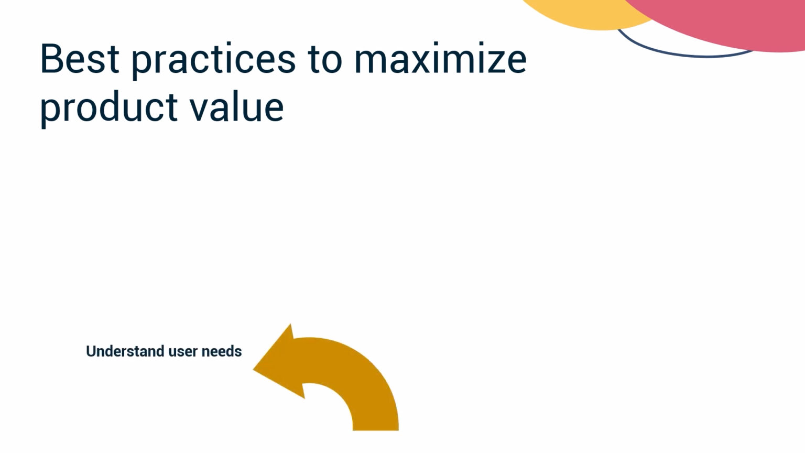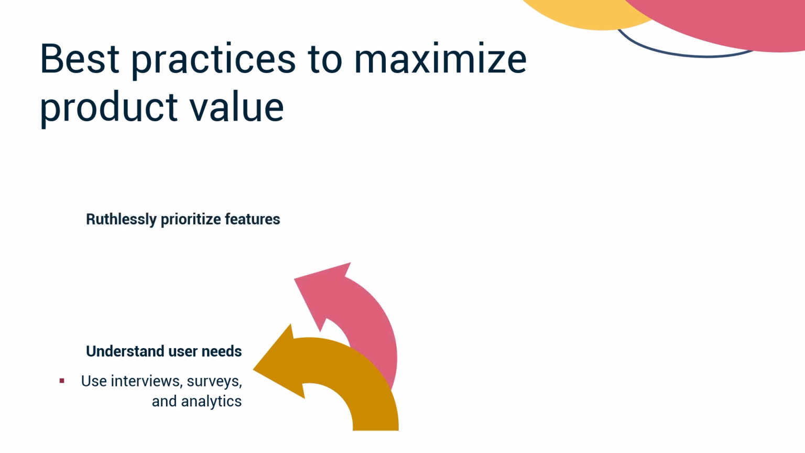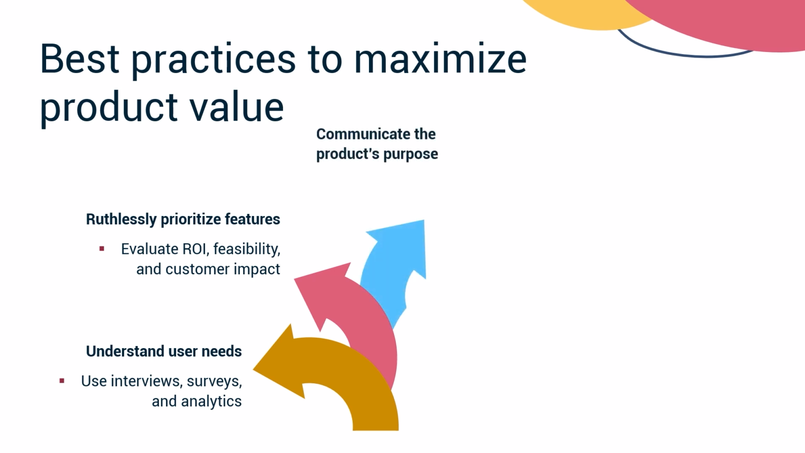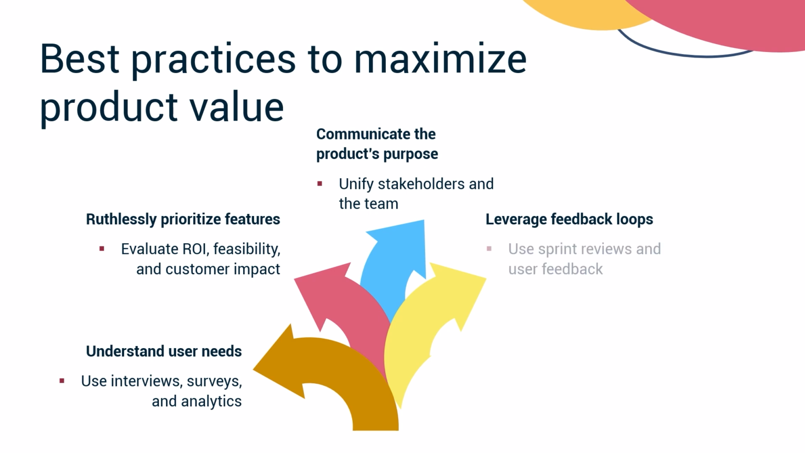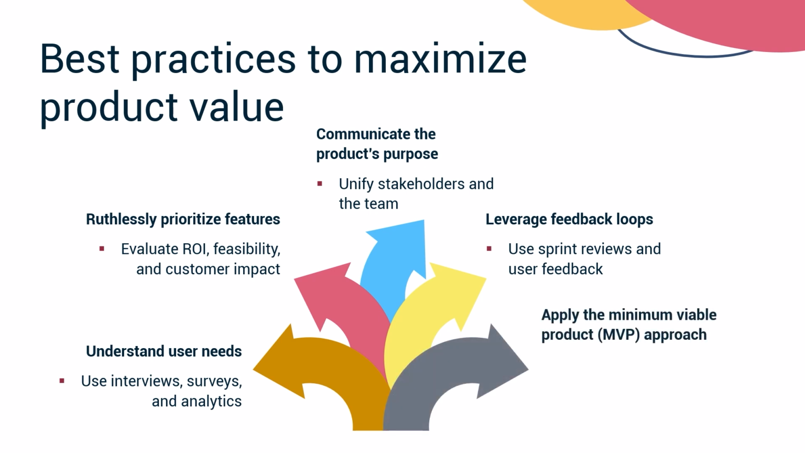First, understand user needs. Use interviews, surveys, and analytics to uncover user pain points and expectations. Ruthlessly prioritize features based on ROI, feasibility, and customer impact to focus on high-value items. Communicate the product's purpose to unify stakeholders and the team. Leverage feedback loops. Use sprint reviews and user feedback to adapt plans and ensure alignment with evolving needs. Apply the minimum viable product, or MVP approach. Start with core functionalities to test assumptions, gather feedback, and iterate toward a more complete product.